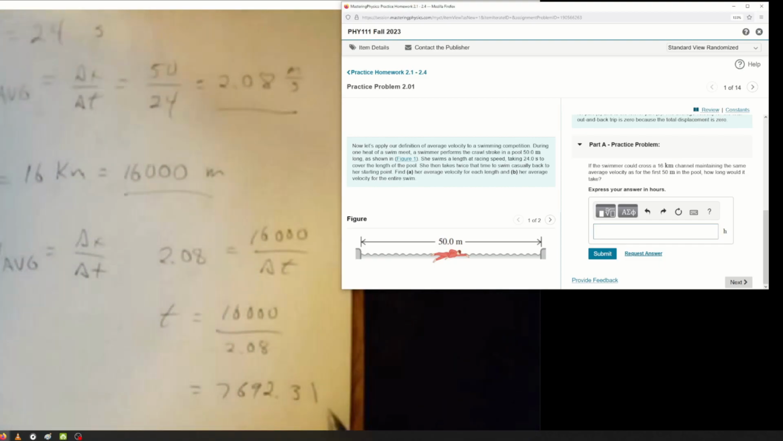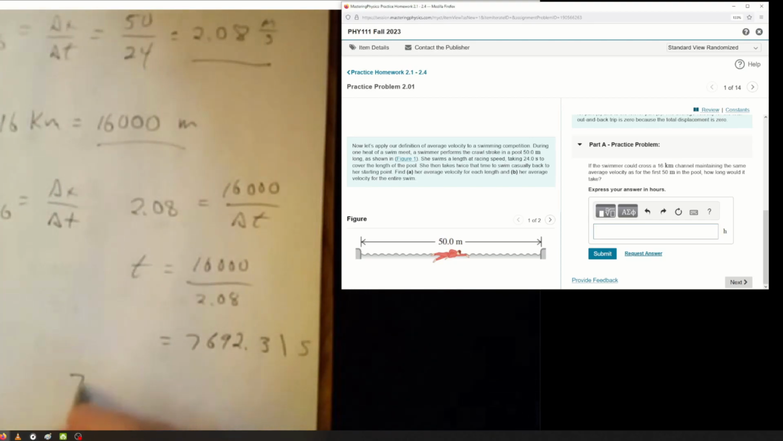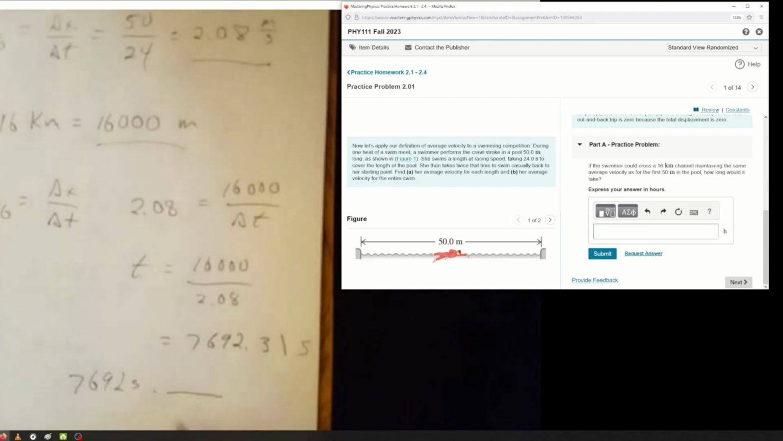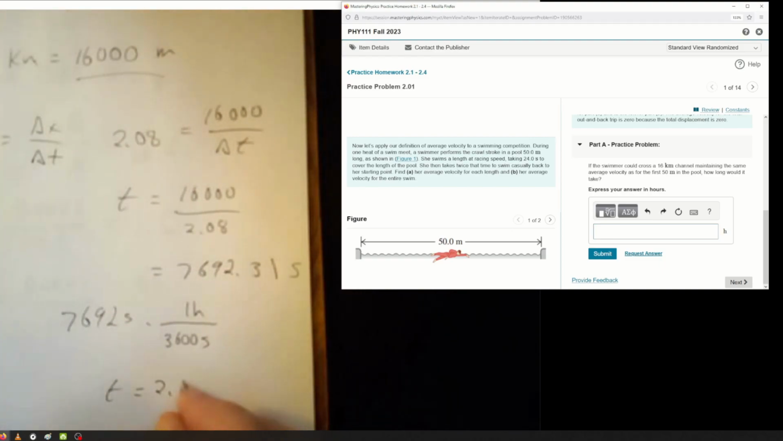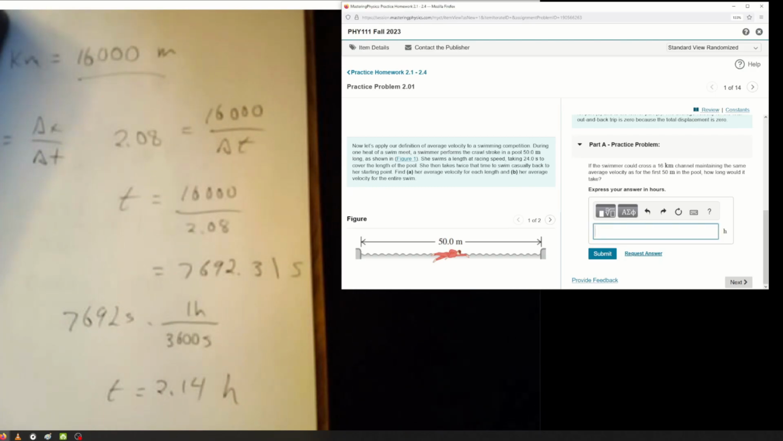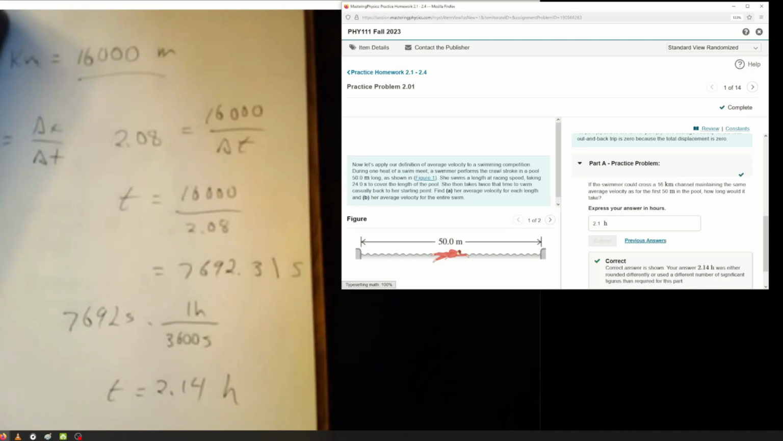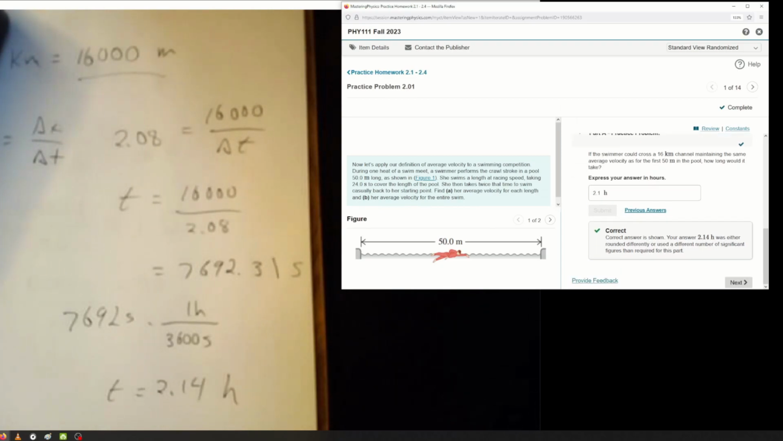And that is in seconds. So let's just see, it does want our answer in hours. So to convert this seconds, we know there's 3,600 seconds in 1 hour. So I'm ultimately going to take this number and divide by 3,600. Get 2.14 hours. And that's question 1.